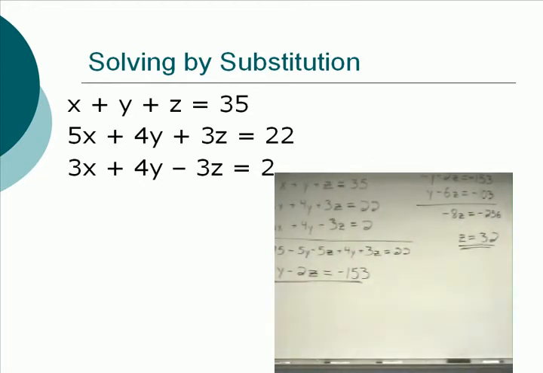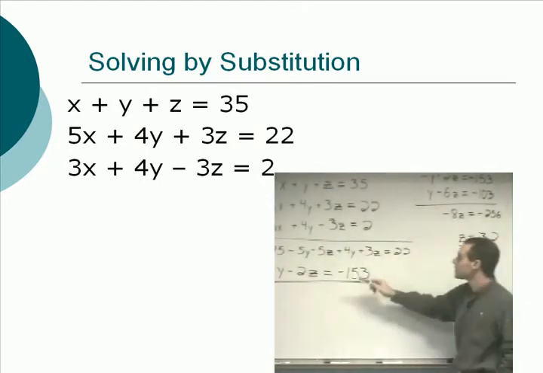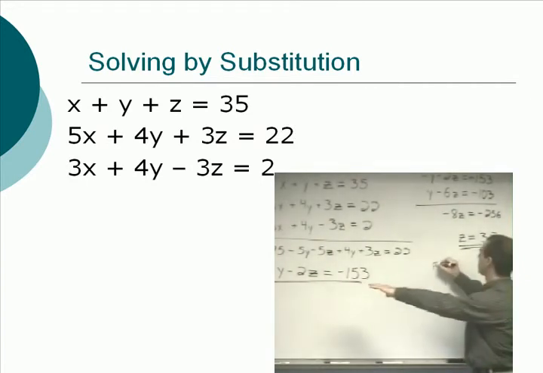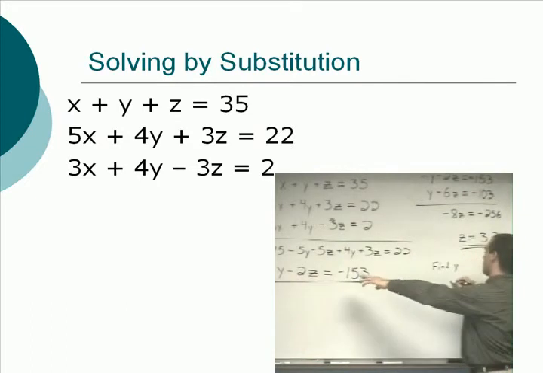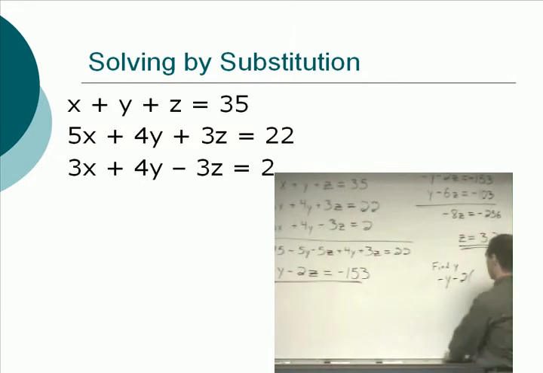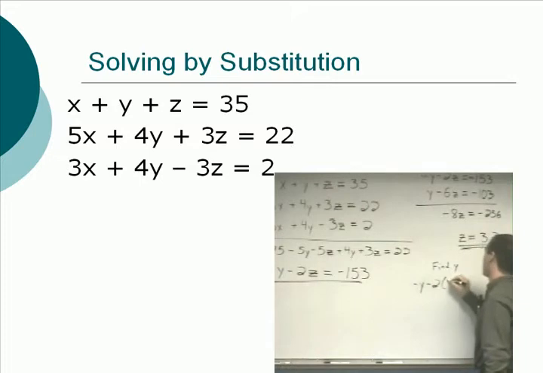Now, once we get z, we got to start working backwards. Now we can find y. Everybody okay with z being 32? Now we start working our way back to the beginning. We're going to go back to any equation that involves x and y, and we find y. So negative y minus 2 times 32 equals negative 153.